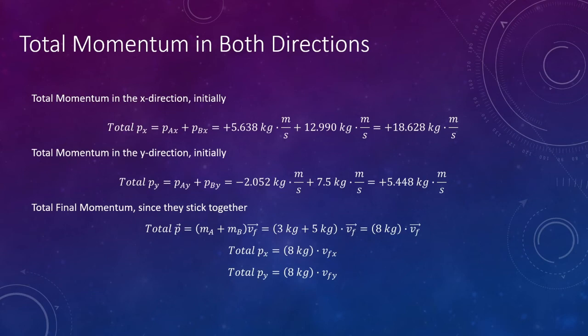So we have their total momentums now from before the collision, and we know that they stick together after the collision. So after the collision, their total momentum is the combined mass times their final velocity. So what we'll do is take our values for the total momentum in x, apply that down here, rearrange it to get the final velocity in x, and likewise we use our total momentum in y, put that in down here to get the final velocity in y.